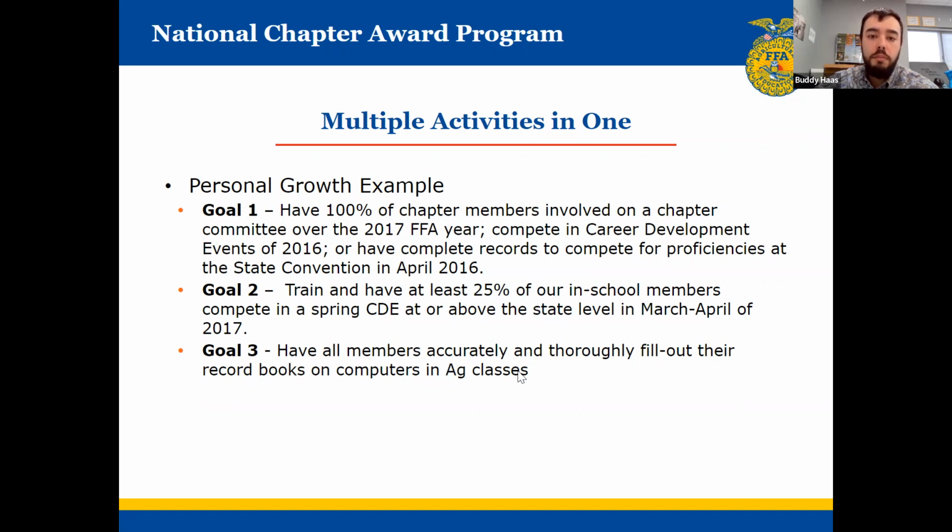Goal 3, have all members accurately and thoroughly fill out the record books on computers in ag classes. So right here, we're talking about doing CDEs, proficiencies, and going to state convention. Now we're talking about going to spring CDEs and involvement, and then doing record books as well. Proficiencies and SAEs and CDEs are all 3 different things, and all those are going to be considered multiple activities in one. And again, if you see that, you'll flag it on AET, which we'll talk about in a second.